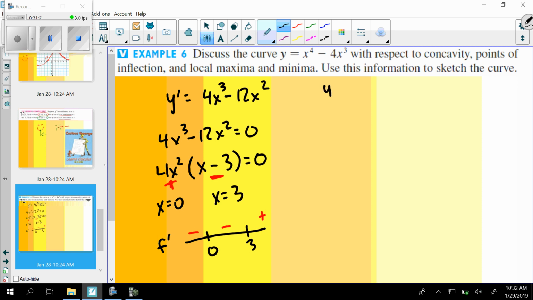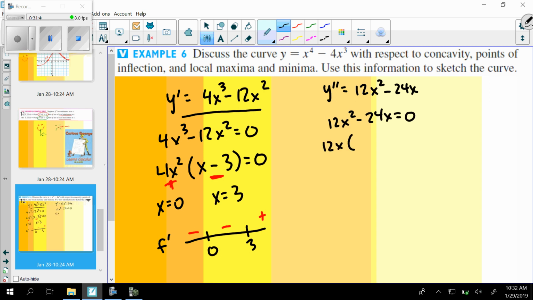Now let's look at second derivative. Second derivative of this graph, going off of this first derivative, would be 12x squared minus 24x. Let's find the inflection points by putting that equal to 0. So if we set this equal to 0 and factor, we'll get that at 0 and at 2, we got possible inflection points. So let's also make a graph here. Let's look at second derivative and see what kind of concavity we're going to have here.